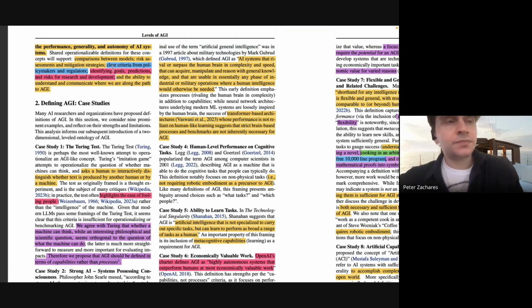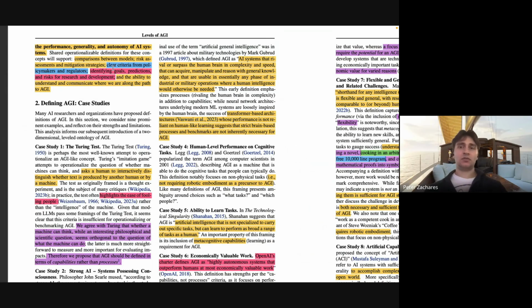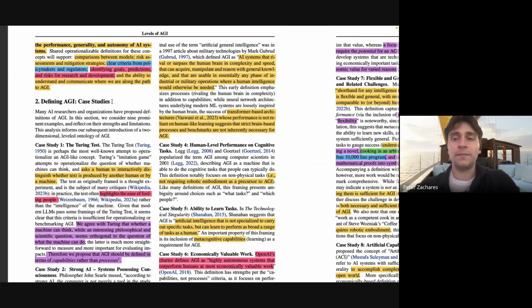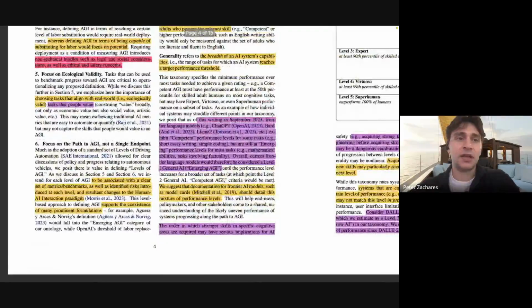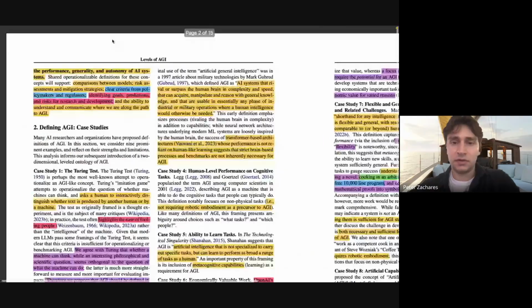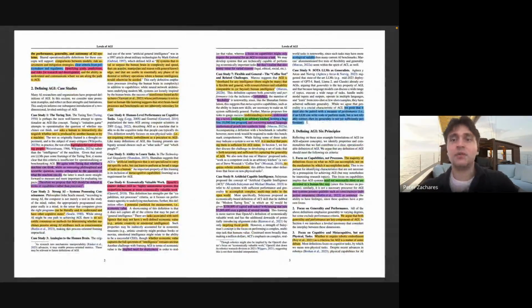Okay, so this paper is broken down into, I think, six sections. The first section is this one over here about defining AGI. It gives different case studies on how people have defined artificial general intelligence. The second one is about defining AGI in the sense of taking some of the lessons learned from these definitions and asking how we should actually look at it, and what considerations we should take into account.